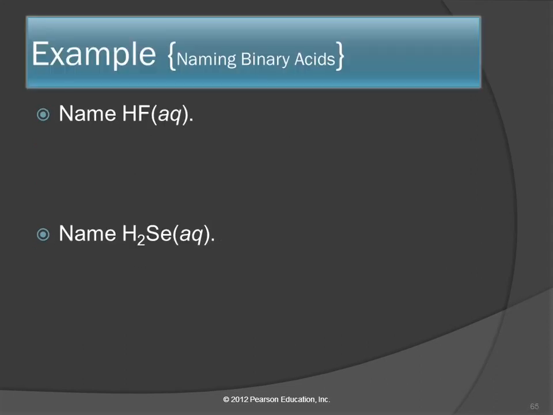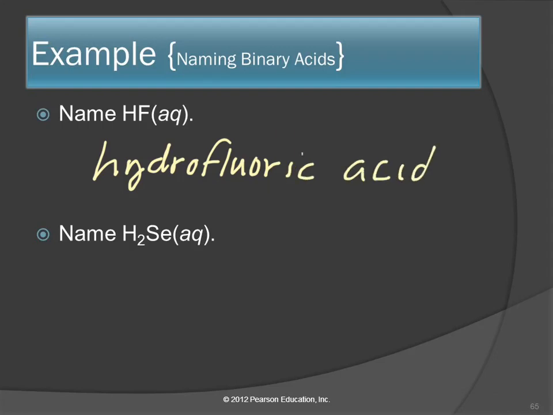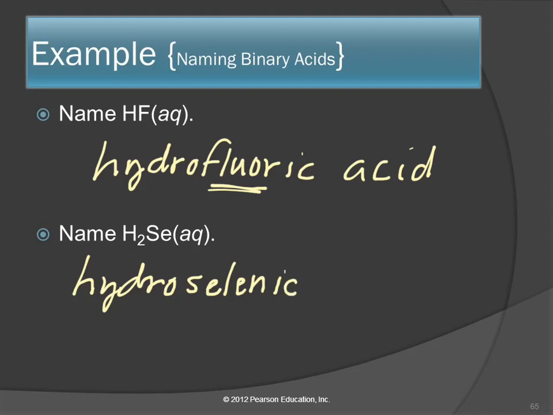So what's HF aqueous? Hydrofluoric acid. And there's no flour here either. Hydrofluoric acid. It's not flour right in there, fluor. H2Se. Hydroselenic. Se is selenium, and so we take selenium and we make it selenic acid.